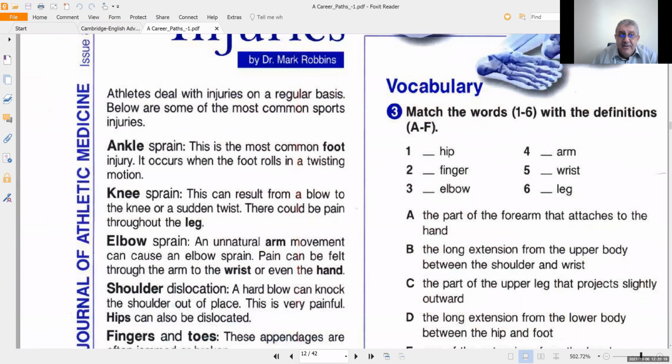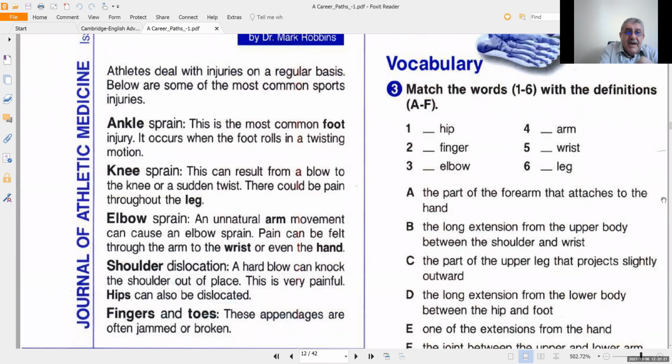So we have here, for example, ankle, knee, elbow, shoulder, fingers, wrist. So we have these toes. So we have these words in the glossary.